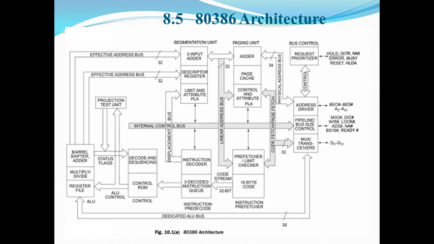80386 has multiple units, 3 units. Execution unit: the execution unit has 8 general purpose registers and 8 special purpose registers, which are either used for handling data or calculating the offset addresses.